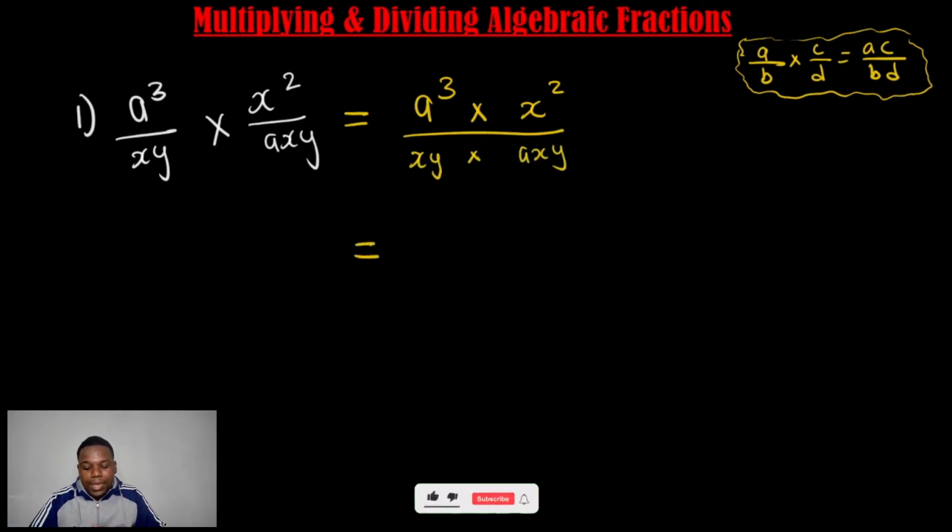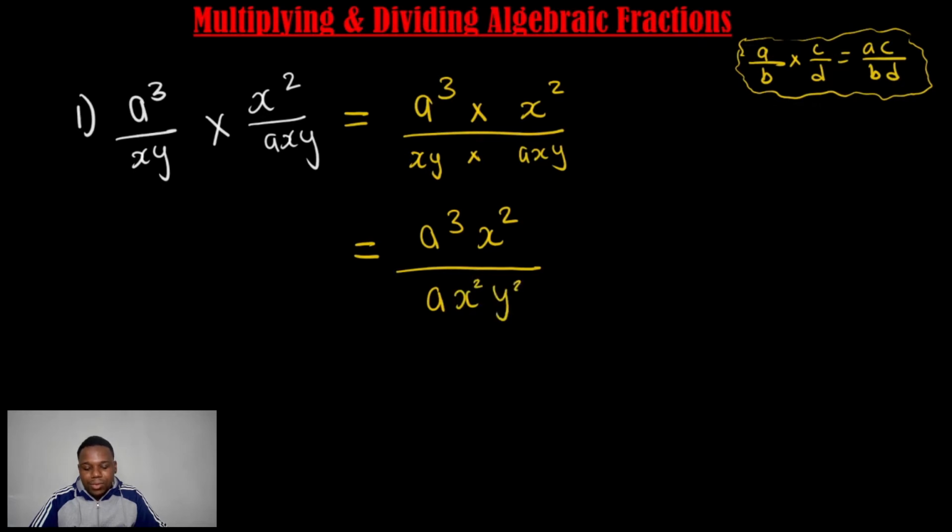So it would be a cubed x squared as the numerator, and for the denominator, it is preferred if we write the terms in alphabetical order. That's what I will do. So for the denominator, we'll have a times x squared times y squared.